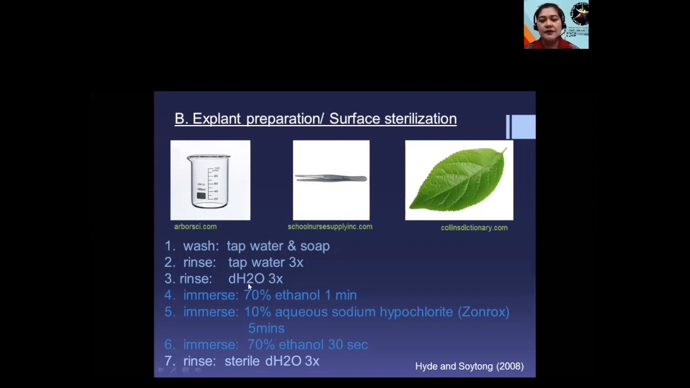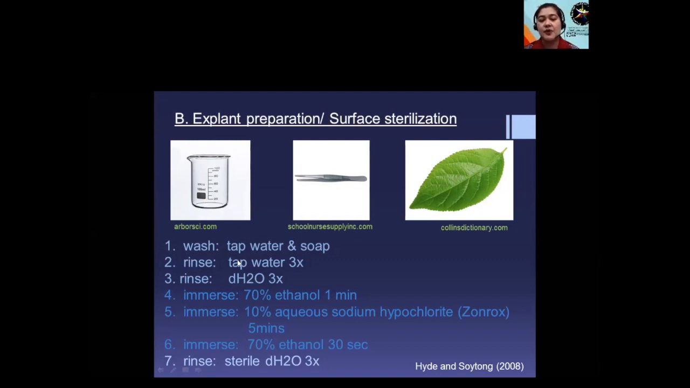And then after the distilled water for 3 times, you immerse it in 70% ethanol for 1 minute. Sinubukan ko na po dito ang 70% isopropyl alcohol. Pwede po siya. Pwede po. So enough to cover lang po. Wag po yung pupunuin ninyo hanggang 100 ml. Enough to cover lang po yung ating leaf.